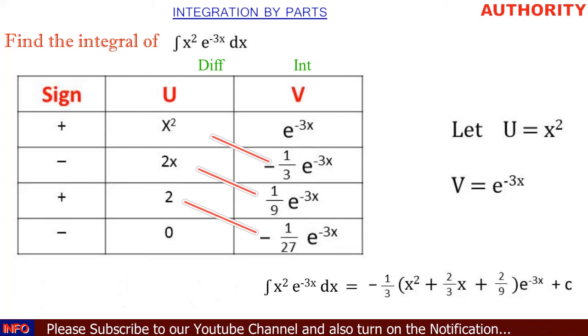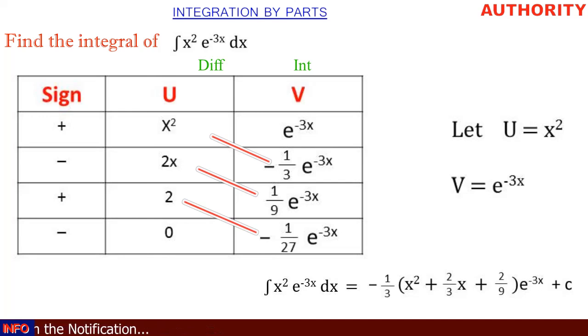Therefore the integral of x squared e raised to power minus 3x dx is minus 1 all over 3, open bracket, x squared plus 2 all over 3x plus 2 all over 9, close the bracket, e raised to power minus 3x plus c. All right, thank you very much.